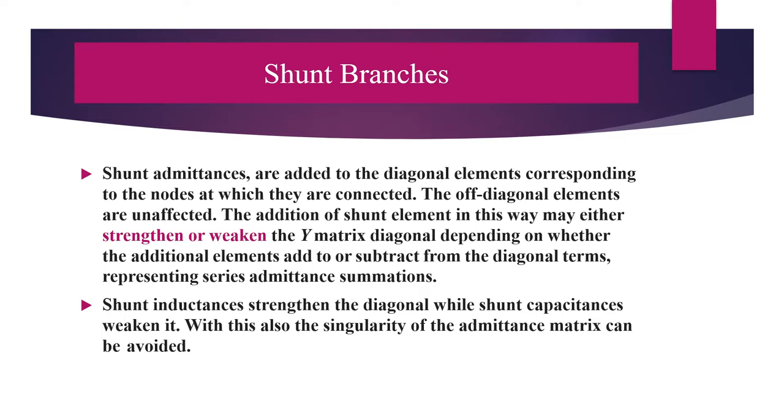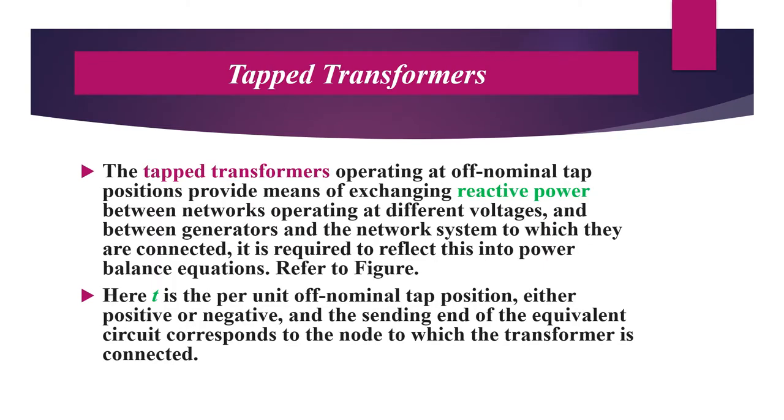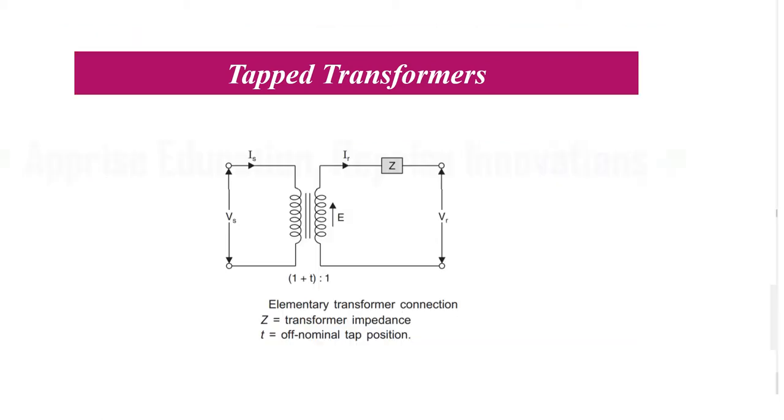Here we have shown an elementary transformer connection where Vs is the sending end voltage, Is is the sending end current, VR is the receiving end voltage, IR is the receiving end current, and the tappings are in the ratio 1 plus T is to 1. Z is the transformer impedance, and T is the off-nominal tap position. We found the equations: Vs is (1 plus T) times E, VR is E minus IR Z, and from this we find the values of IR and IS, the receiving end current and sending end current. Then these two currents IR and IS are rearranged to suit the equivalent circuit. We have obtained the equivalent circuit of the transformer for the nodal admittance matrix.